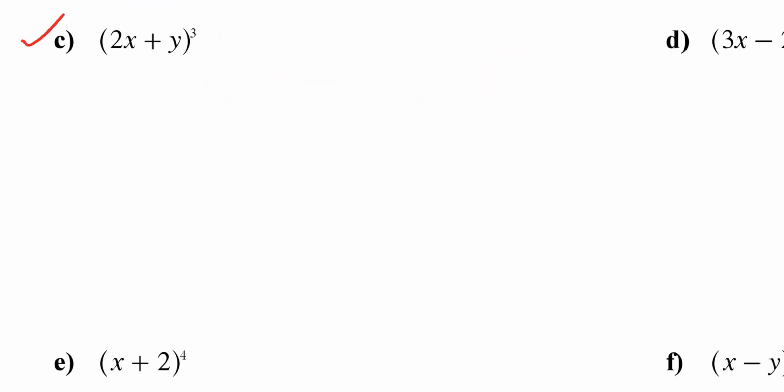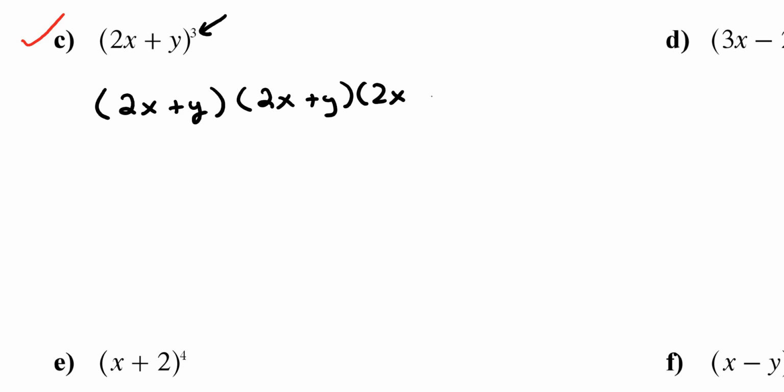All right, let's wrap up with letter C here. And with C, there's a power 3 there. So let me start off by expanding this 3 times, or writing it out 3 times. So 2x plus y times 2x plus y times 2x plus y. All right, so that's what that 3 does. You need to multiply the inside 3 times. And let me go ahead and do a FOIL step here.